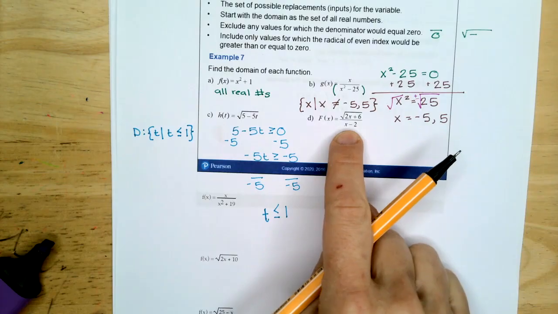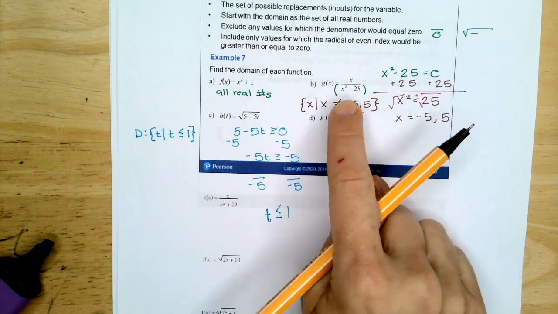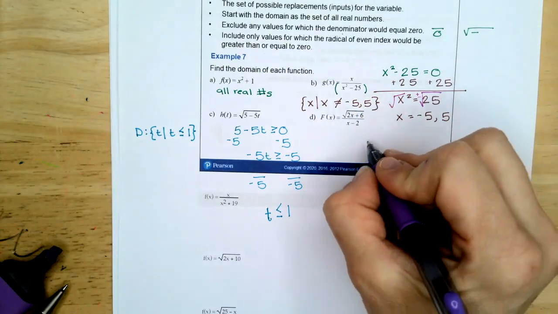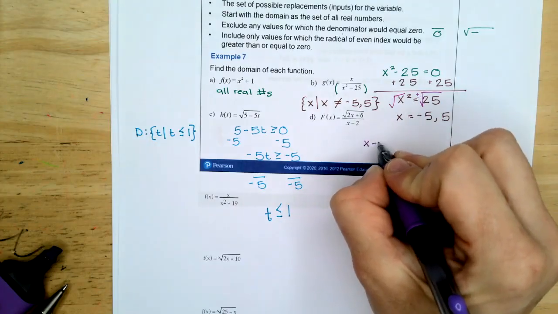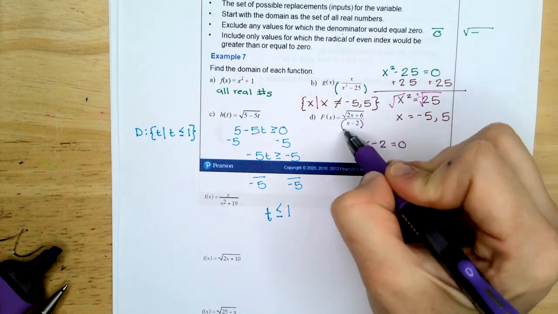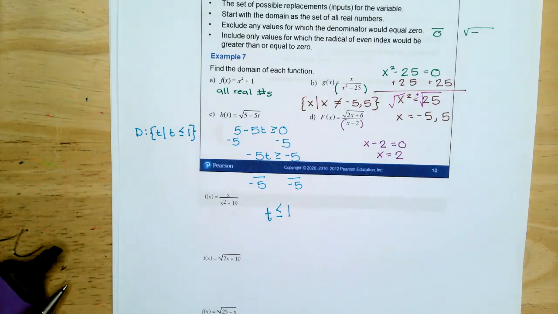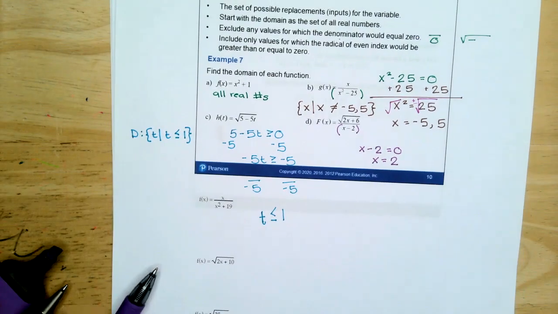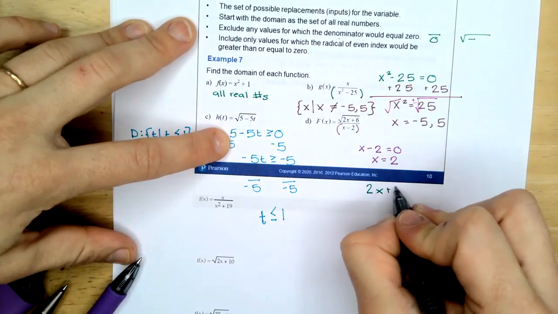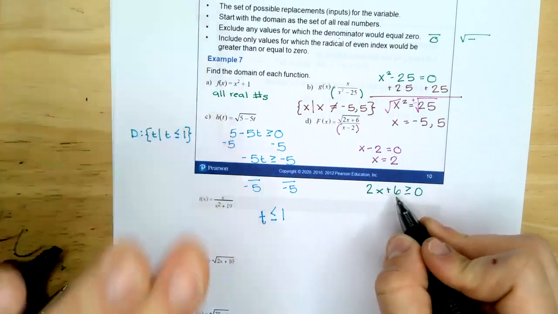Here we have both an x in our denominator and an x under a radical. So for this one, we want to take this one and set it equal to 0, just like we took that bottom and set it equal to 0. X is 2, so we're eliminating x equals 2, but we also need to take this part and set it greater than or equal to 0, just like we did with the 5 minus 5t.